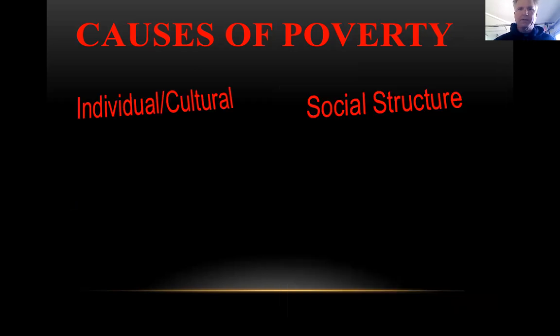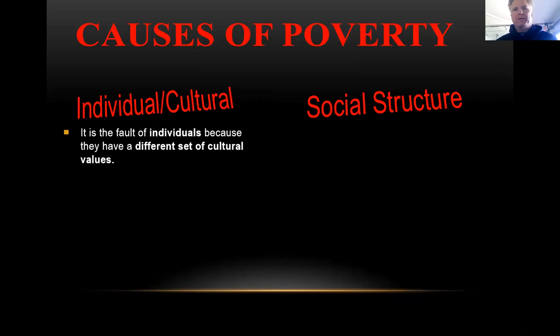Talk a little bit more about these in this slide here. So when we talk about individual or cultural explanations of poverty, again, we're faulting the individual because they have some kind of different set of cultural values. The theory of the culture of poverty, you may have heard this term, goes back to the 1950s and 1960s. And it goes back to some anthropologists who were studying cultures in Central America, and they came up with this idea of a cultural poverty.